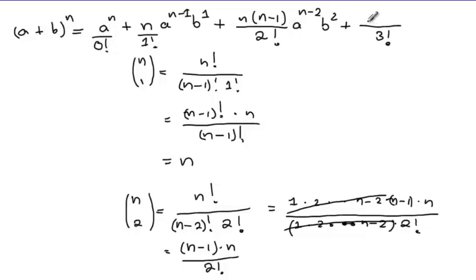So if I want to come to this one, I can say this must be n, n minus 1, n minus 2, and then a to the power n minus 3, b to the power 3, then plus dash, dash, dash. This will continue to infinity. Interesting, huh?